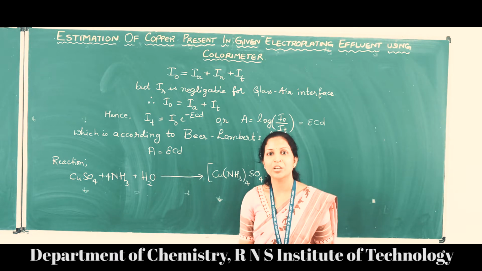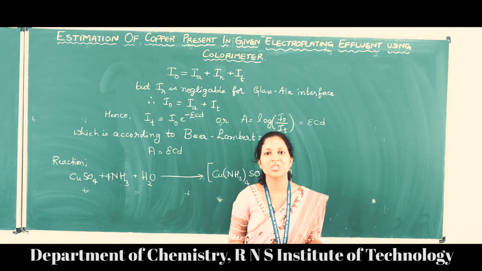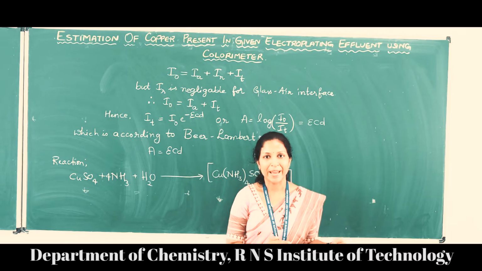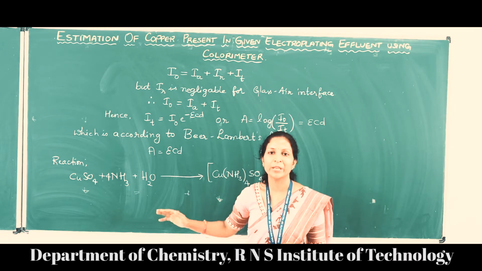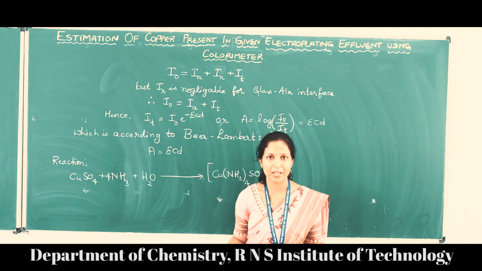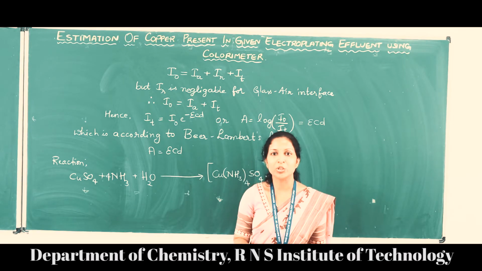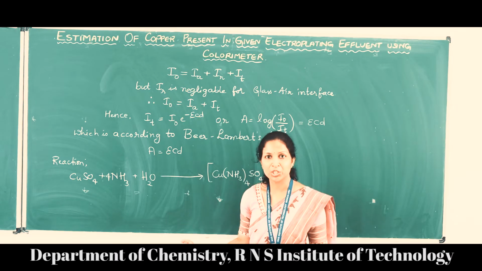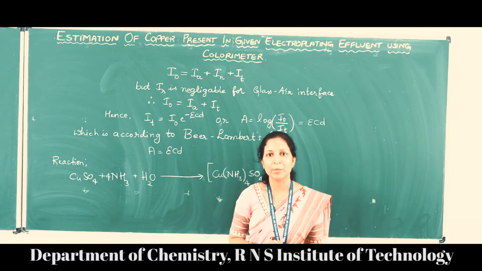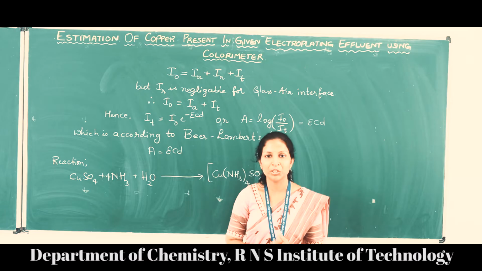Now let us go on with a brief procedure of the experiment. Here we are taking a series of volumetric flasks: blank, 2 ml, 4 ml, 6 ml, 8 ml and 10 ml of electroplating effluent in different volumetric flasks. Along with that, an unknown test solution is taken. To all the solutions we add a uniform concentration of ammonia. All the solutions are diluted with water, for example to 25 ml. We are taking 25 ml volumetric flasks and all the solutions are made up to 25 ml with water.